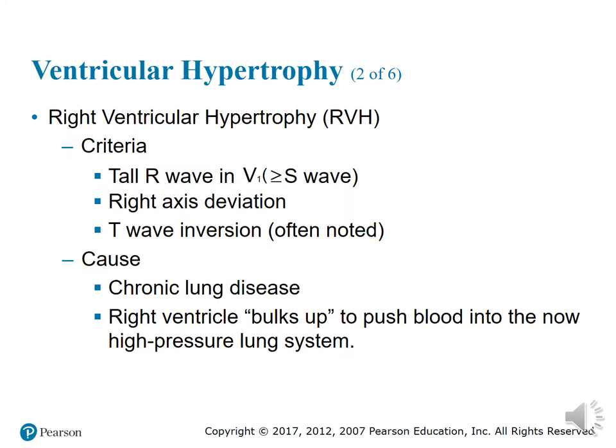All right, RVH criteria: a tall R wave in V1 that is greater than or equal to the S wave, right axis deviation, and T wave inversion often noted. That means you will often see it. If you see an inverted T wave and a tall R wave in V1, then hey, it's RVH. This is usually caused by chronic lung disease, where the right ventricle works harder to push blood into the high pressure lung system.